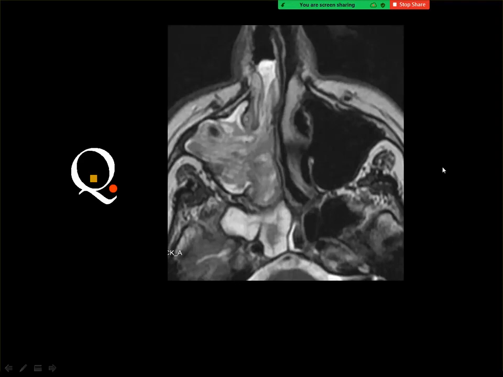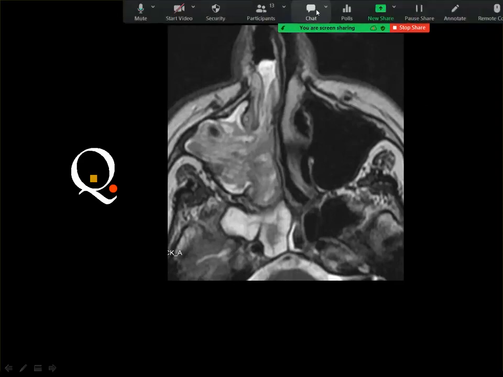Next case is a selected image from the paranasal sinuses MRI, T2 axial image.